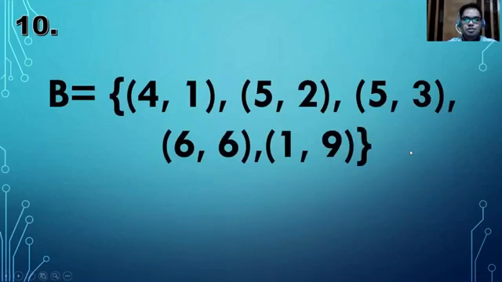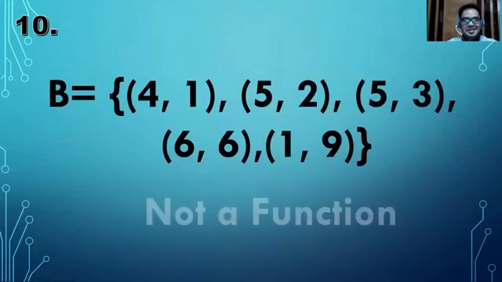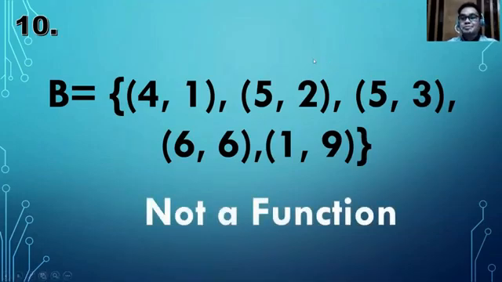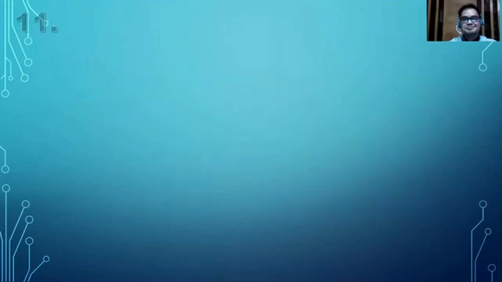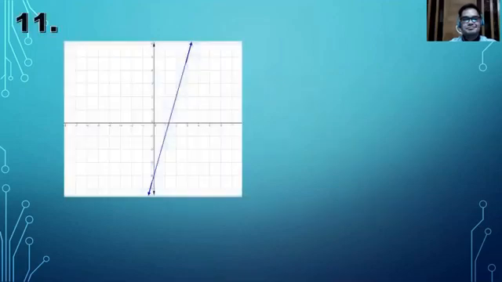Is this a function? Okay, not a function because there are ordered pairs having the same abscissa, which is 5 and 2 and 5 and 3. Okay, that is not a function. Okay, how about that?